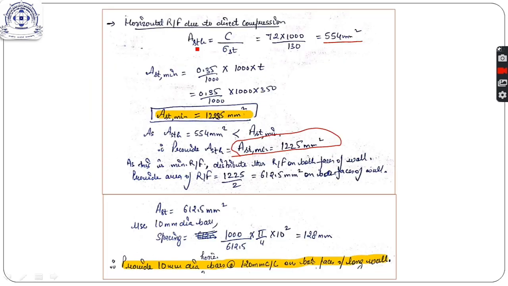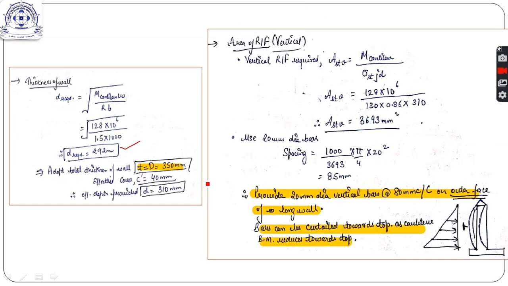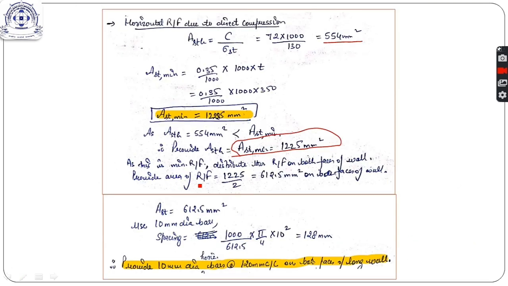Now this was about case A. In this case we considered only one load, that is the active earth pressure, and we designed the long wall, that is the vertical reinforcement and the horizontal reinforcement in the long wall. Now we will design it for case B.